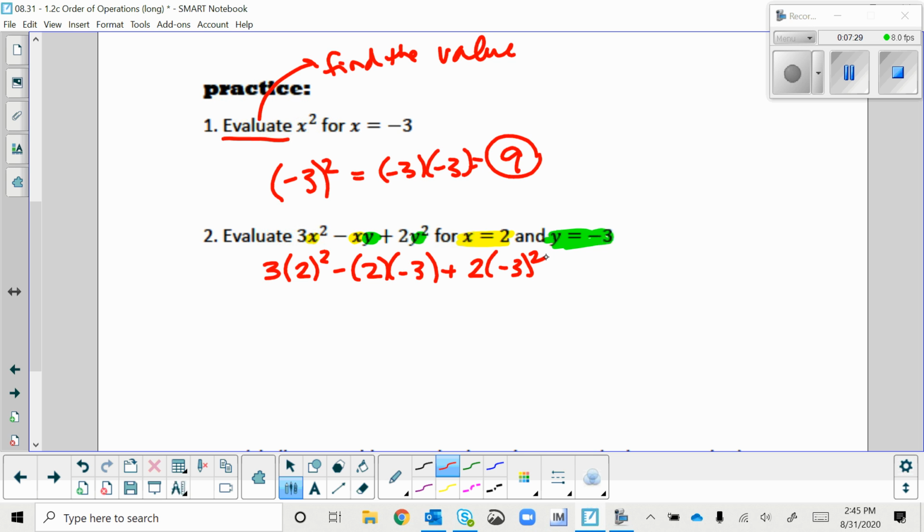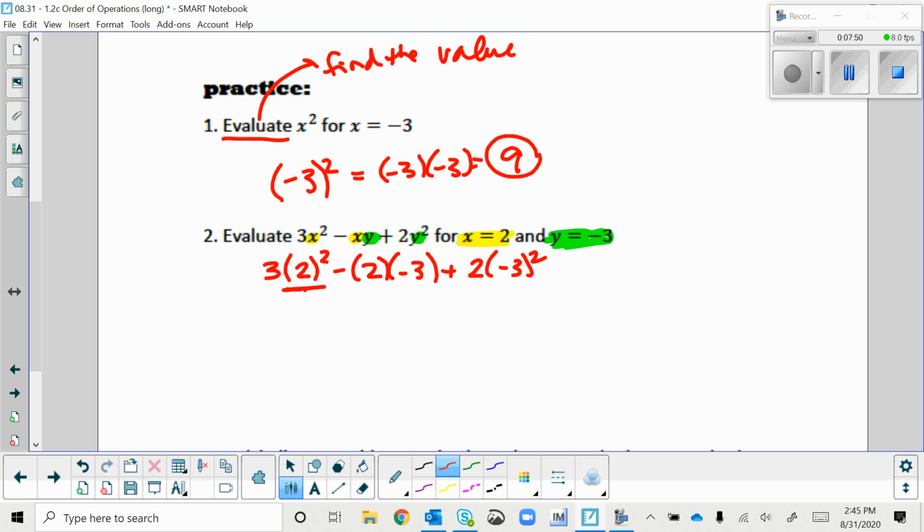Three times 2 squared minus 2 times -3 plus 2 times all of -3 squared. Order of operations says to simplify parentheses first. And even though we have a bunch of parentheses, there's nothing inside any of those that can be simplified more. So we skip over to exponents.